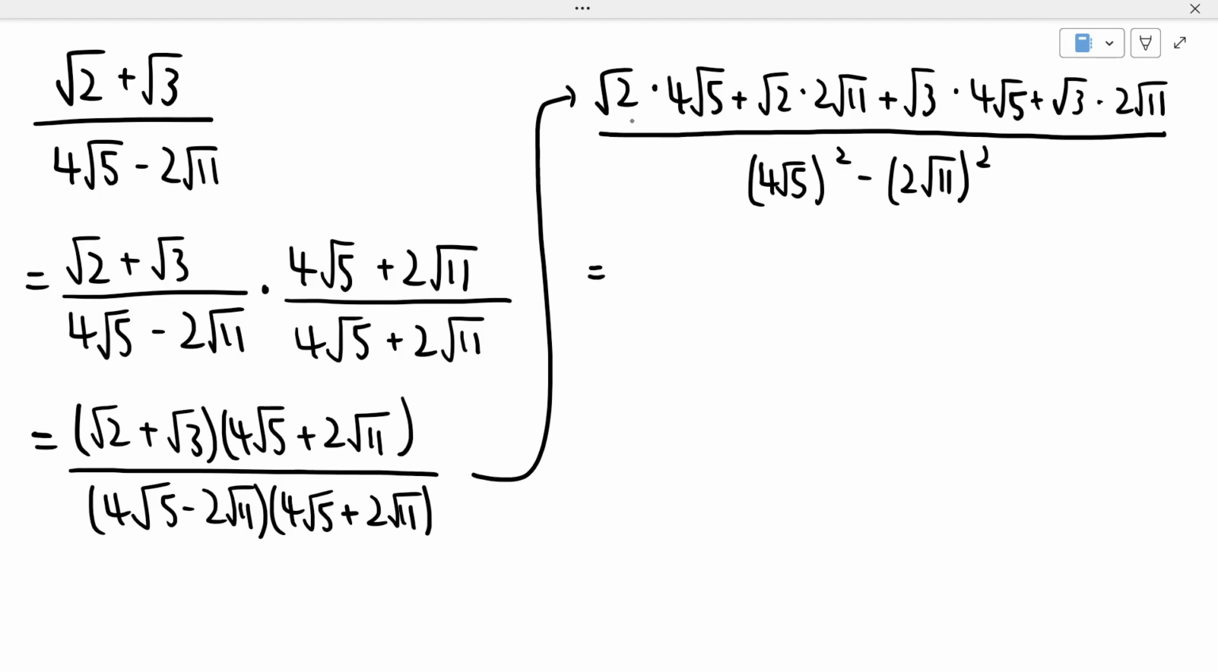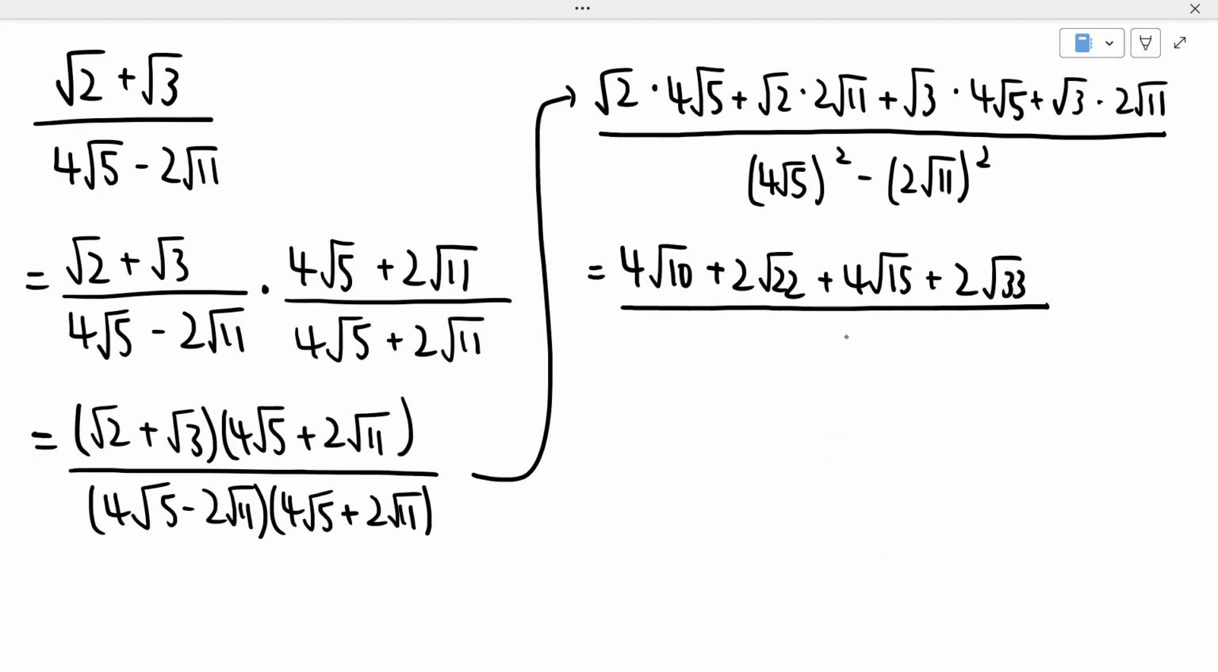In the numerator, square root of 2 times 4 square root of 5 is equal to 4 square root of 10. Square root of 2 times 2 square root of 11 is equal to 2 square root of 22. Square root of 3 times 4 square root of 5 is equal to 4 square root of 15. And in the last multiplication, square root of 3 times 2 square root of 11 is equal to 2 square root of 33.